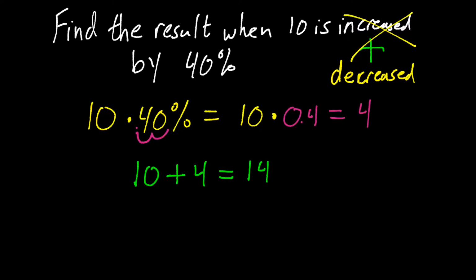What if 10 is decreased by 40%? Well, our first step would still be exactly the same. We find out what 40% of 10 was, and that was 4. But our final step, instead of 10 plus 4 for increasing, we have to do 10 minus 4 for decreasing. So I would have 10 minus 4, which would then be 6.